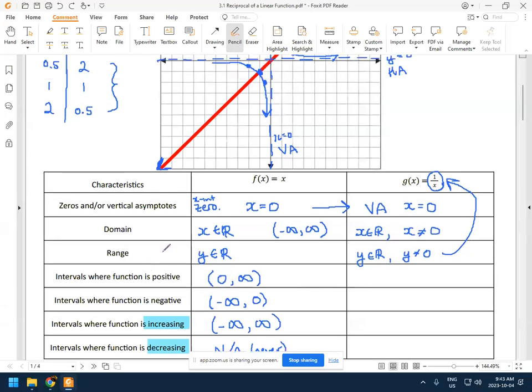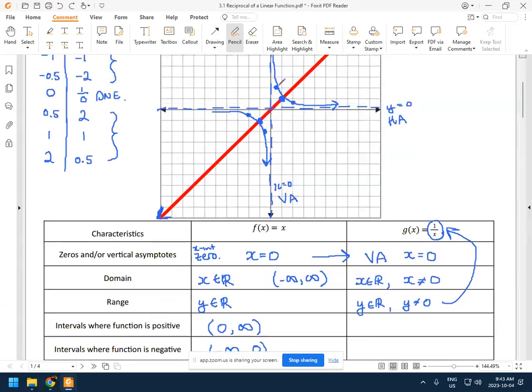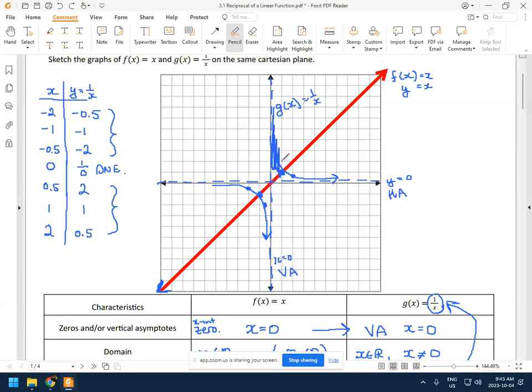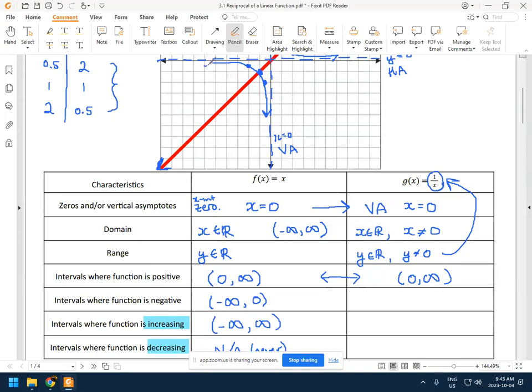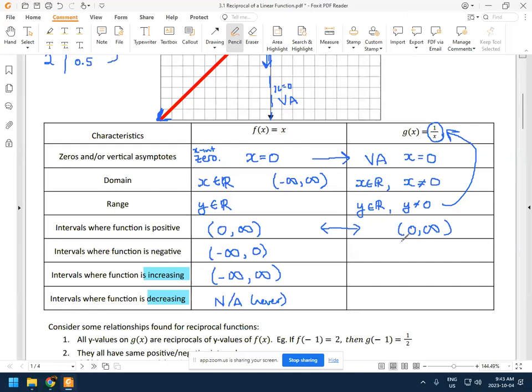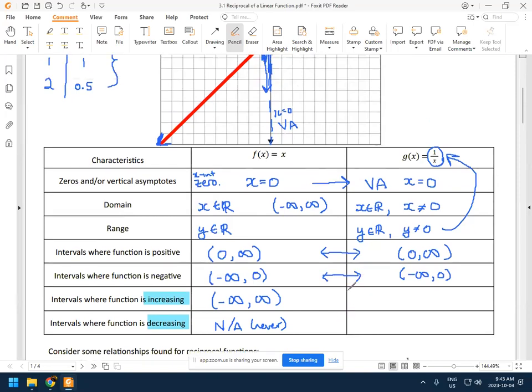Now, interval where the function is positive. Well, for the asymptote, all of this right here is on the positive side. And so, interval where the function is positive does not change, does it? It's identical. Okay. Next, where the function is negative, same thing. Just like that red line, this part of my reciprocal is negative. So it's exactly the same as my original.